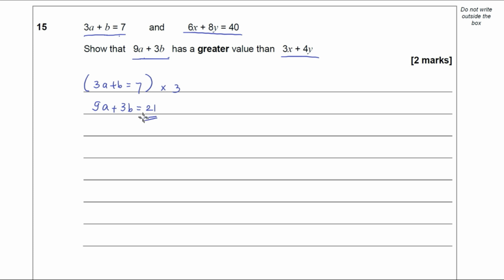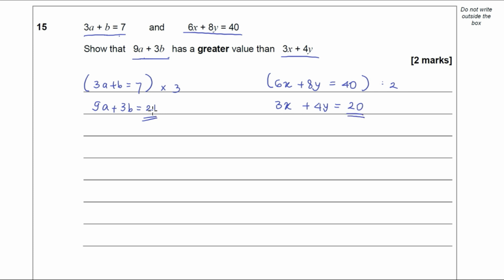And then the second equation, 6x plus 8y is equal to 40. Now how can you make 6x into 3x and then 8y into 4y? That is by dividing the whole equation by 2. 6x divided by 2 becomes 3x. And then 8y divided by 2, we have 4y. And then 40 divided by 2, we have 20. So now we have 3x plus 4y with the value of 20.